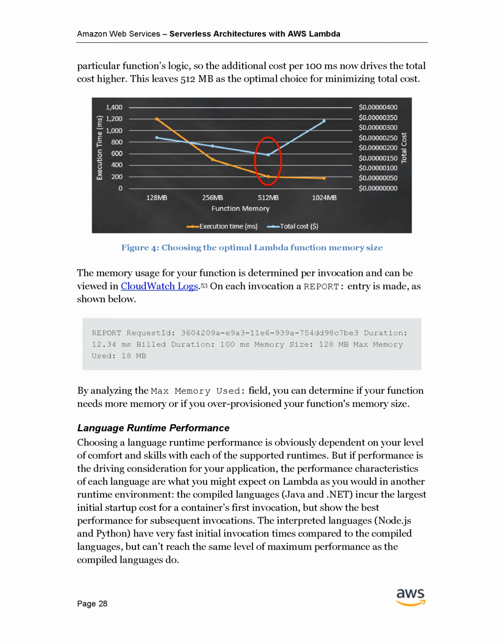Choosing a language runtime is obviously dependent on your level of comfort and skills with each of the supported runtimes. But if performance is the driving consideration for your application, the performance characteristics of each language are what you might expect on Lambda as you would in another runtime environment. The compiled languages, Java and .NET, incur the largest initial startup cost for a container's first invocation, but show the best performance for subsequent invocations.